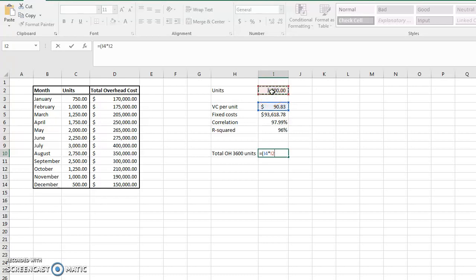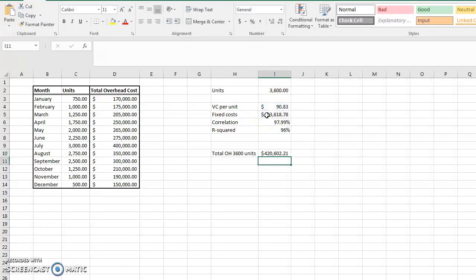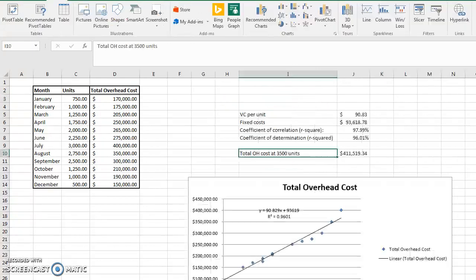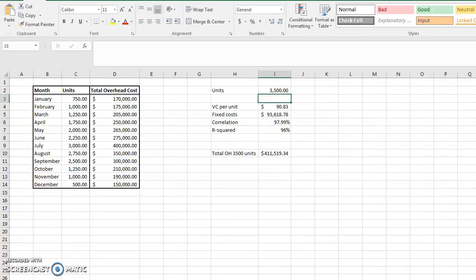my units, which is my level of activity, plus, now what do we know about fixed costs as activity level changes? Well, fixed costs stay the same. So in that case, at 3,600 units, I would expect fixed costs to still be the same. So that would be my total overhead at 3,600 units. What about at 3,500 units? And then you can see it matches right over there.